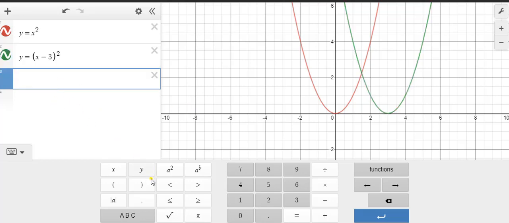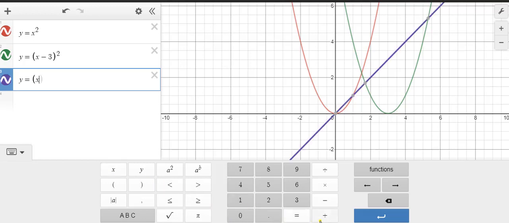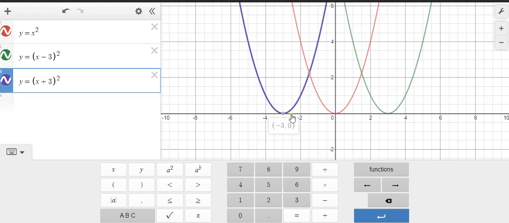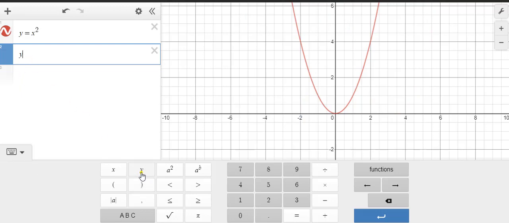What about if you have y equals quantity, instead of x minus 3, how about x plus 3 squared? In this case, instead of moving to the right, it moved to the left. So as you could see, you could now know what would happen if it was a quantity x minus 4, or a quantity x plus 2. You would know whether it's going to go to the right or left.